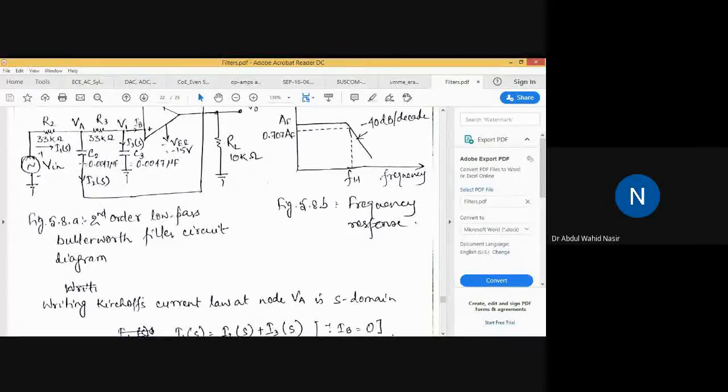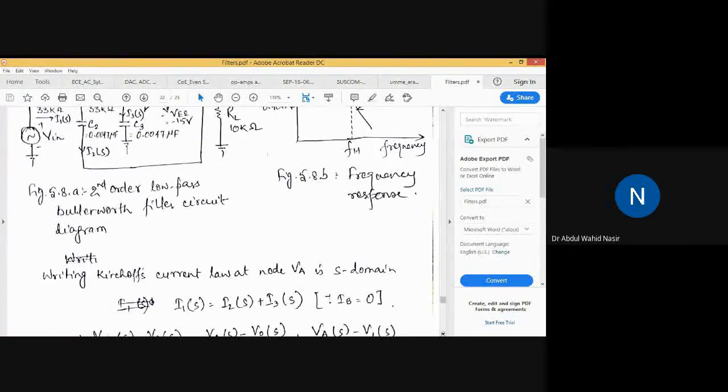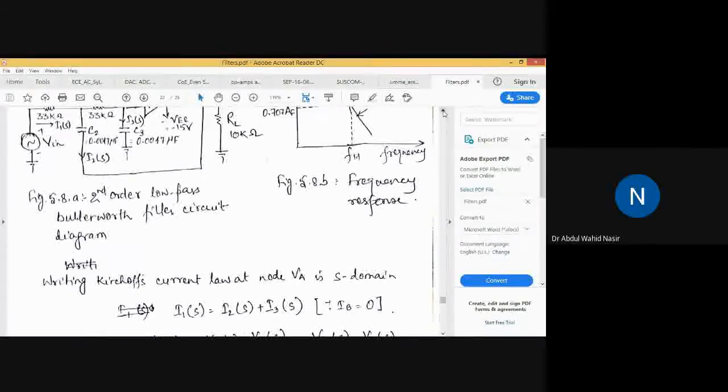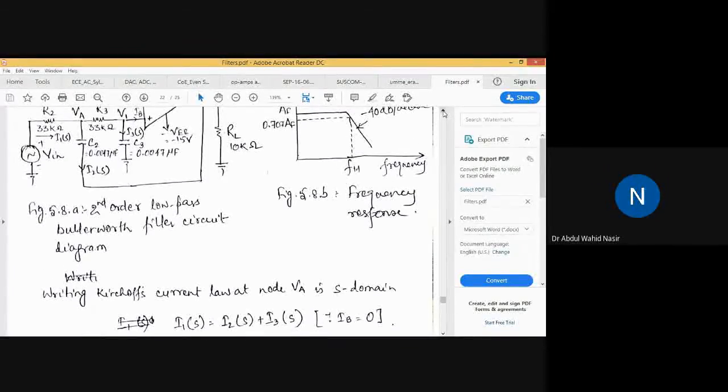So this current I1 is equal to I2 plus I3 plus IB. Now for an ideal op amp, my IB is 0, so we can write I1 is equal to I2 plus I3. Clear? Now what is the current I1? Current I1 is nothing but V in minus VA by R2.